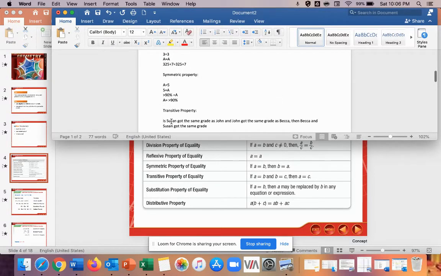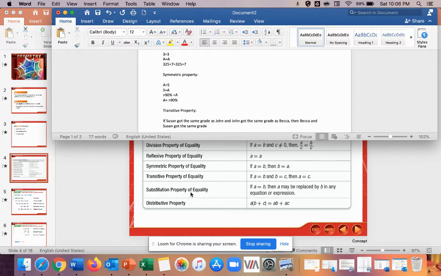If Susan got the same, that should be an if. Let me switch that really quick. If Susan got the same grade as John, and John got the same grade as Becca, then Becca and Susan have the same grade. Like if Susan got an A, she got 100%, and John got the same grade, he got 100% as well. And Becca got the same grade as John, she got 100%, he got 100%. Then you know Becca and Susan both got 100% because they both got the same thing as John, right? So they both have the same grade. That's the transitive property of equality.